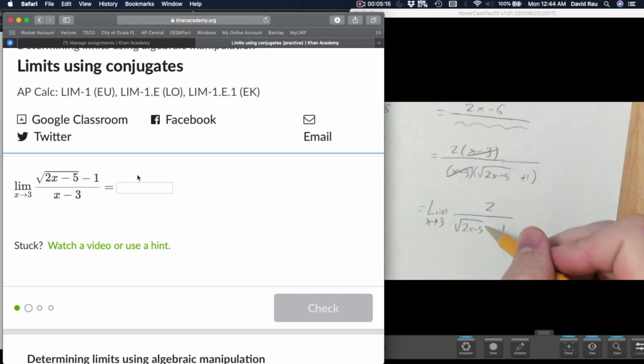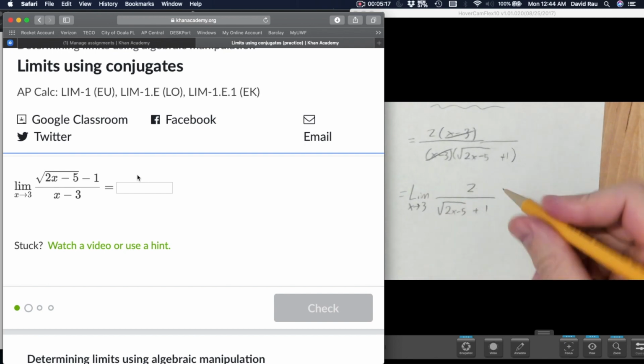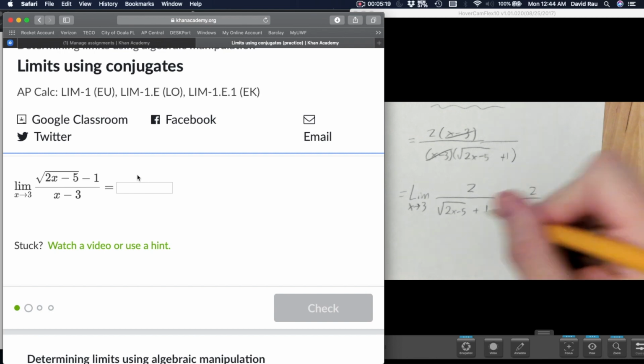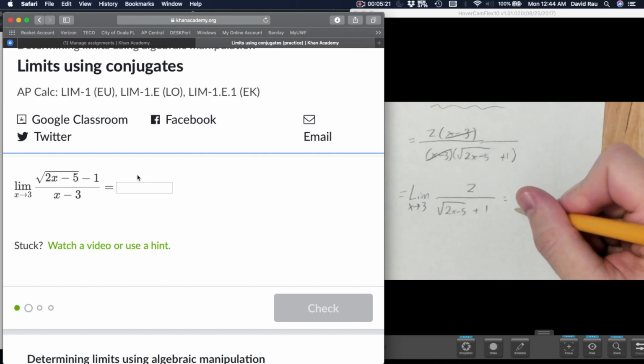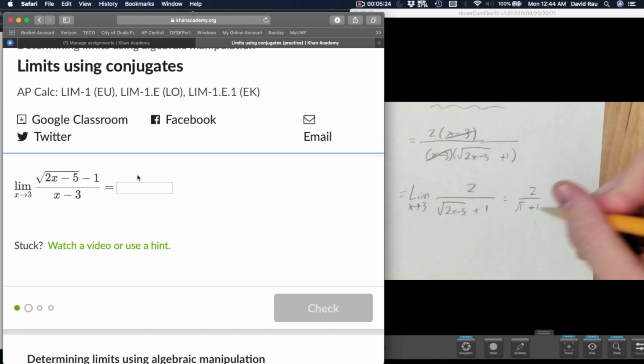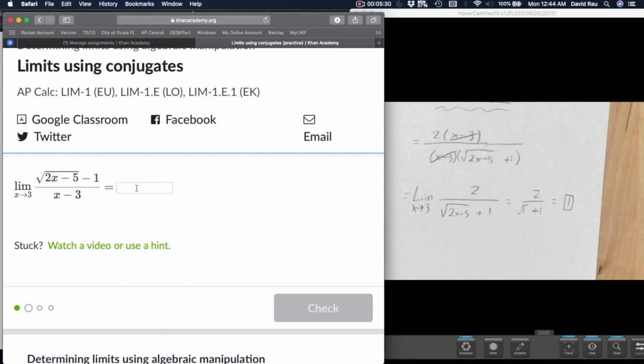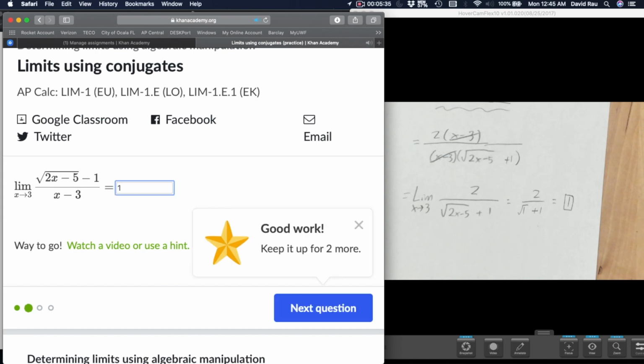So now when I plug in 3 to take my limit, I get 2 over, plug in 3, this is 6 minus 5, which is the root of 1, plus 1. So now I have 2 over 1 plus 1, that's 2 over 2, so the limit is 1. So again, I go from something totally impossible to something solvable.